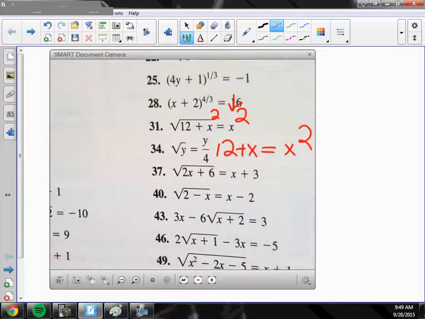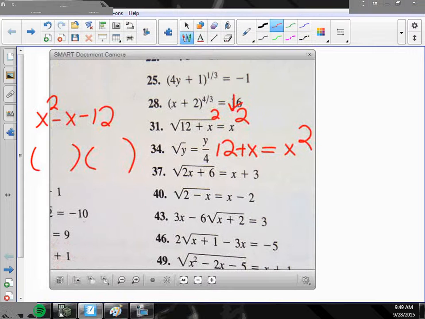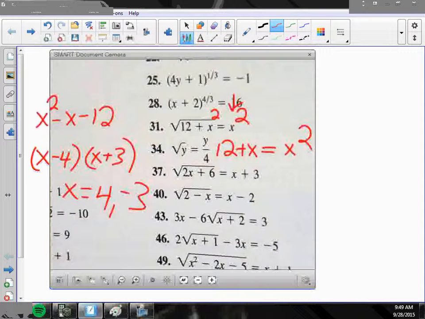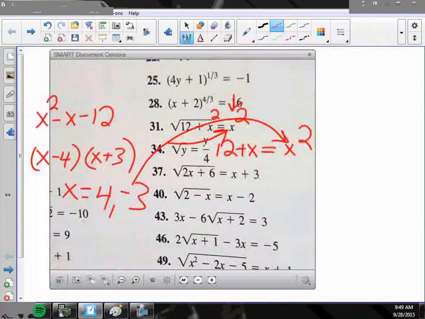Now what should I do? Get them all on the same side. So x squared minus x minus 12. Factor that. X minus 4, x plus 3. So my roots are 4 and -3, but if I put -3 back into the original, well, right there, the square root of 12 plus x cannot be -3.